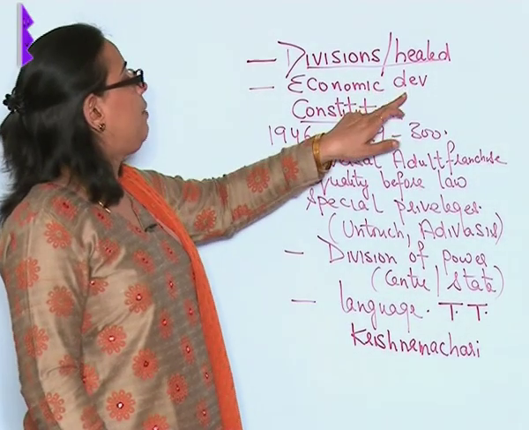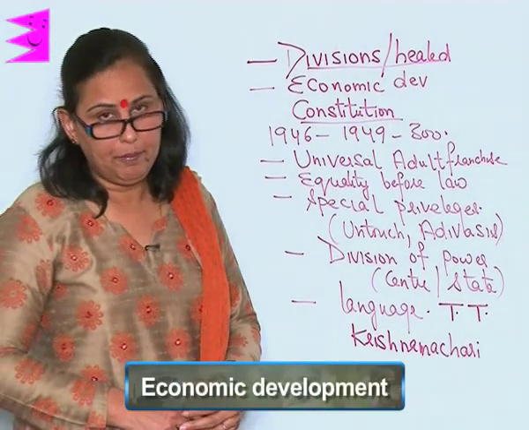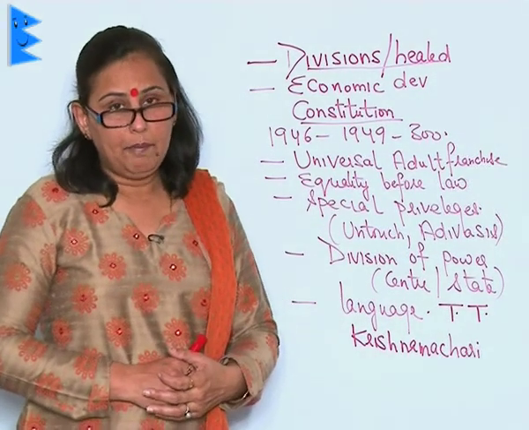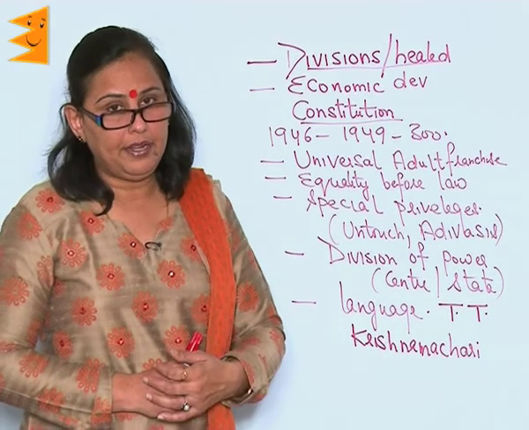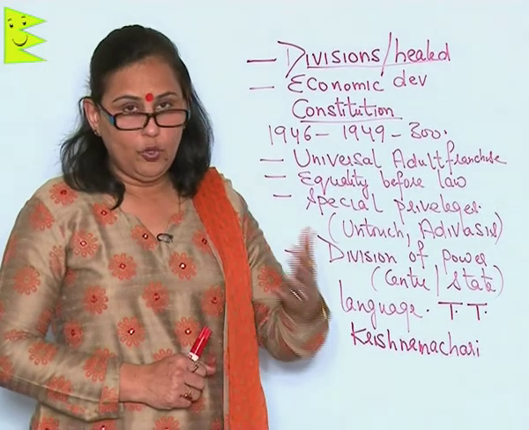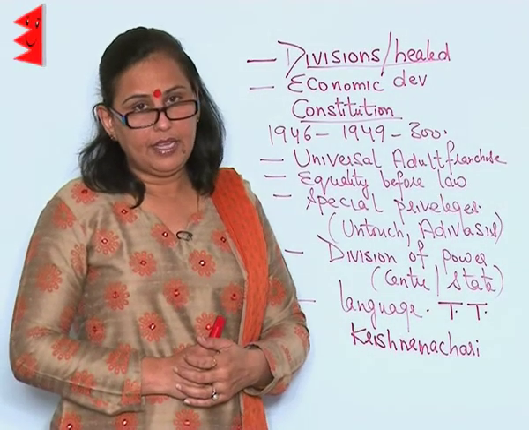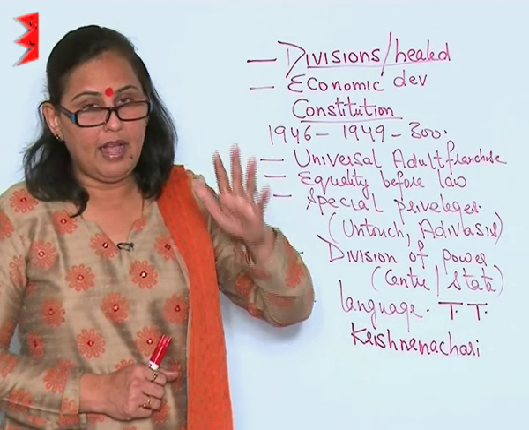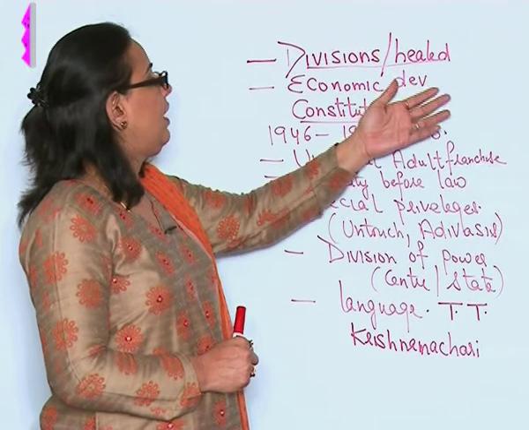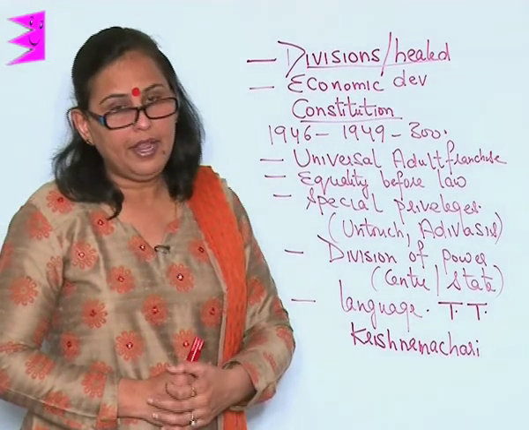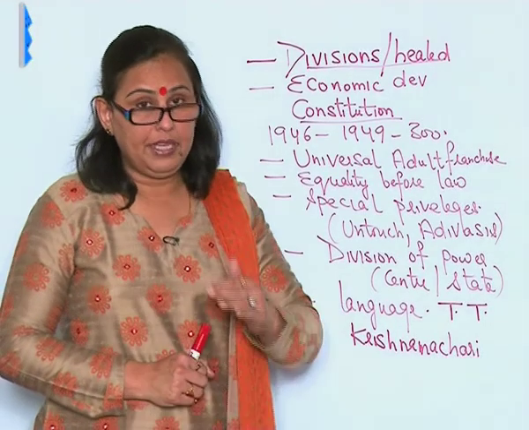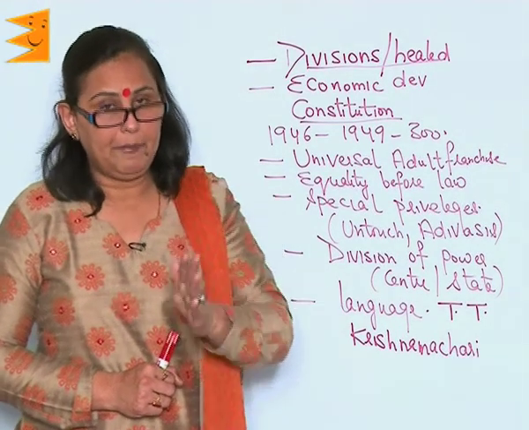The second problem was of economic development. That is, not only to achieve economic development, but to achieve it in such a manner that everybody would get an equal share of it, whether in the rural areas or in the urban areas, so that everybody would come at par with each other. So, the disparity both social and economic had to be resolved. Those were the major challenges, problems before the newly formed independent India.